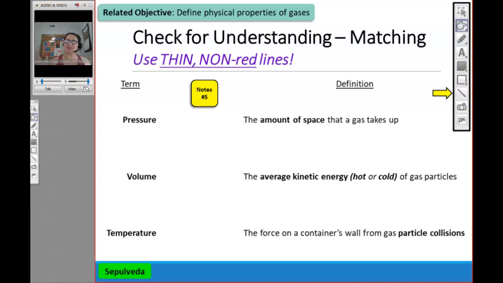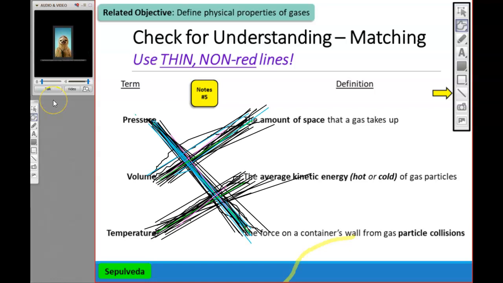I am not handy with the balloons or anything like that, but let's go ahead and check our understanding right here. So I want you to take your whiteboard tools. I'm going to turn them on for you. I want you to match the term pressure, volume, and temperature with the definition. I'm going to give you about 30 seconds to do that. So go ahead and get started. You are doing awesome, everybody. Thank you so much. Awesome possum.